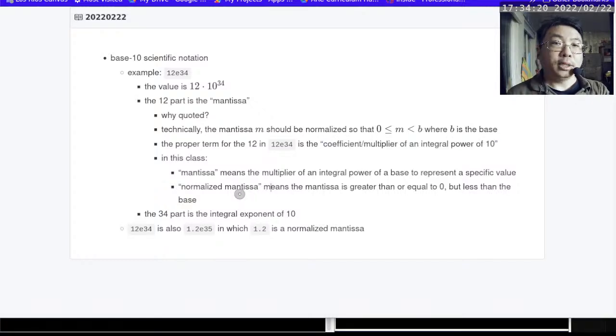And then I'm going to use the specific term of normalized mantissa when the mantissa meets this requirement here, that it is greater than or equal to 0 but less than the base. So are we okay in this case with all the terms? Because that's the first thing we need to do, is to make sure all the terms are clarified, because then we're going to be referring to these terms later on.